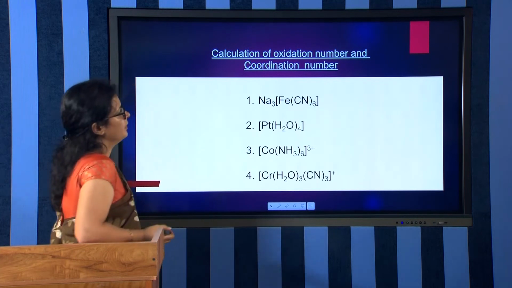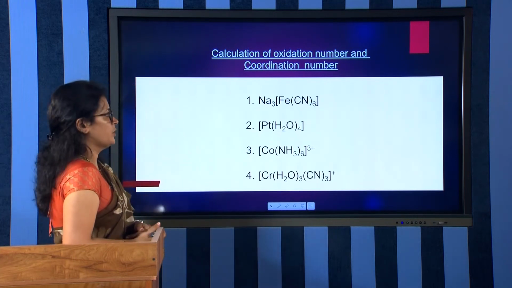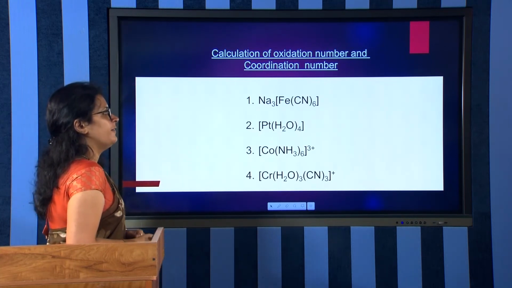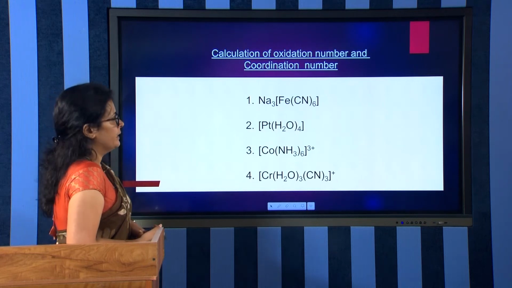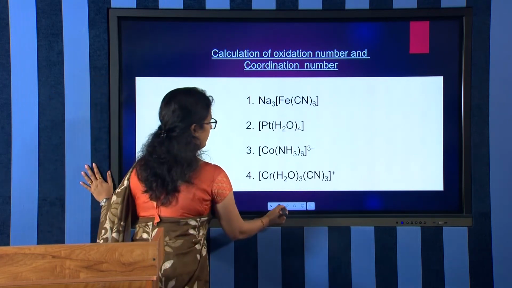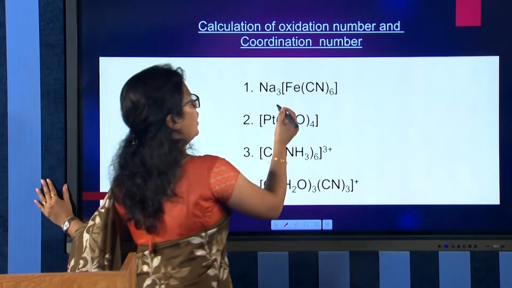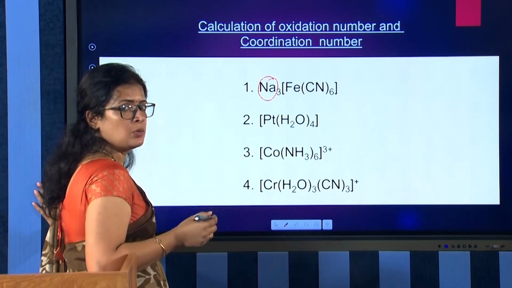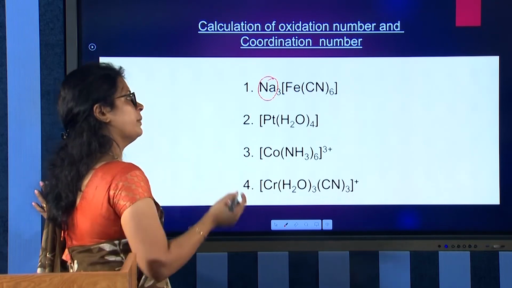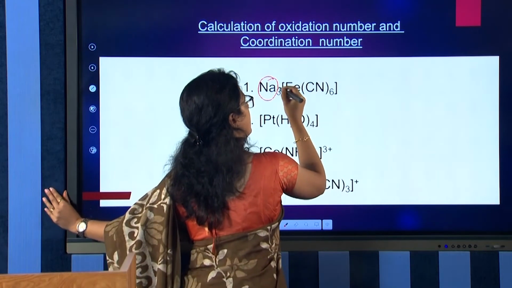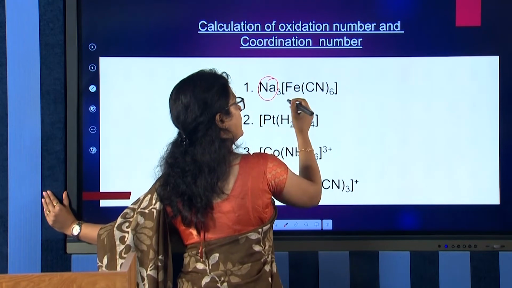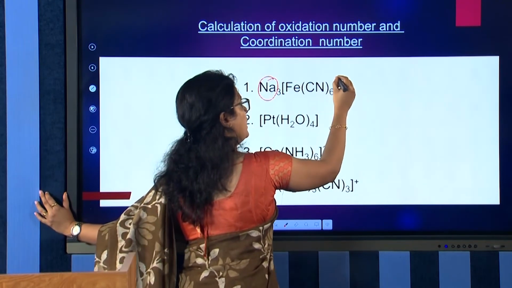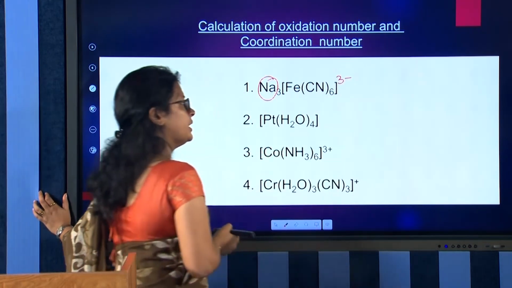And now different other examples are also there. Na3[Fe(CN)6]. This complex has sodium as the counter ion. Sodium ions will form +1, right. So how many sodium ions are there? 3+ should be given here. For the stability, we have to give 3- to the coordination sphere.